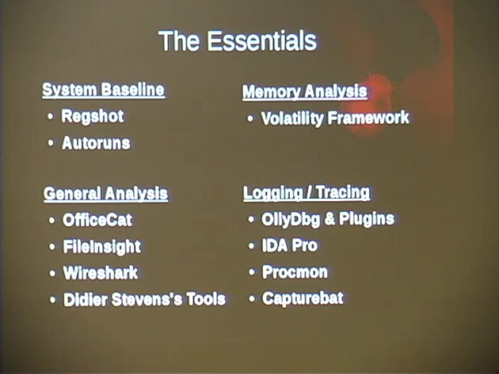For that system baseline of snapshotting what's going on in your system, I like to use Regshot and Autoruns. Regshot is basically a full registry dump of the entire computer, and it can optionally save off a full listing of the file system. After you've run your malware, you run Regshot again, you create another snapshot, and then it does a differential analysis on it, and it shows you what it was, what it is now, both in the registry and in the file system.